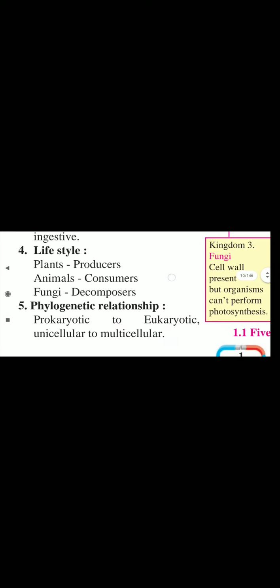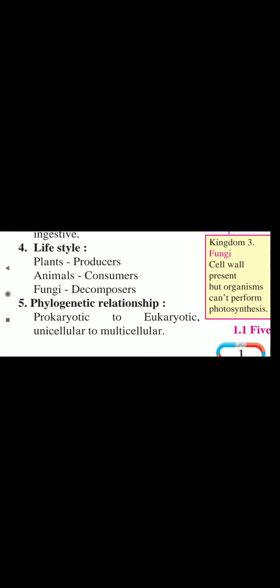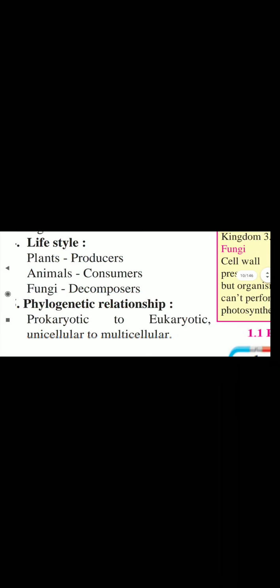After this, he used the fourth criterion for the classification, and that criterion is the lifestyle. How is the lifestyle? First of all, plants are producers, producing their own food. Animals are the consumers. Consumers means we are using the plant food for our living. Then the fungi are the decomposers. If any living organism dies, it may be plant, it may be animal, then what happens? After some days, its body decomposes, and that work is done by fungi. So these are the decomposers.